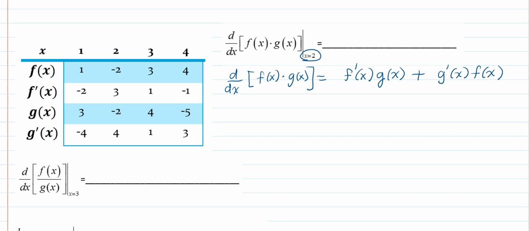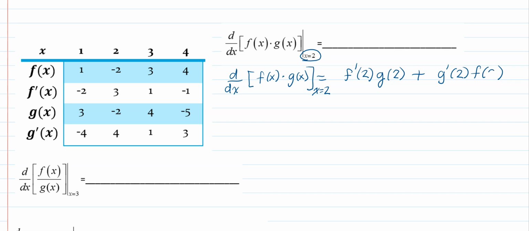Now since we are evaluating that at x equal to 2, wherever you see x, you would put in 2. So that is what that means. That little line, x equal to 2, means now go and evaluate that at x equal to 2.